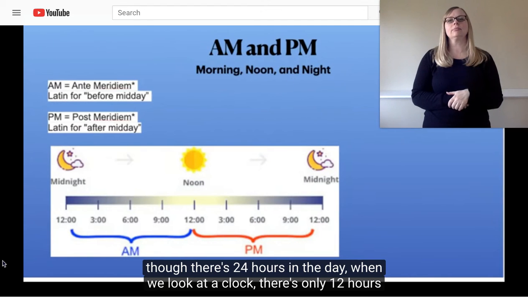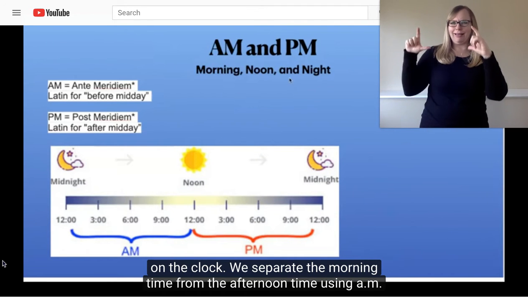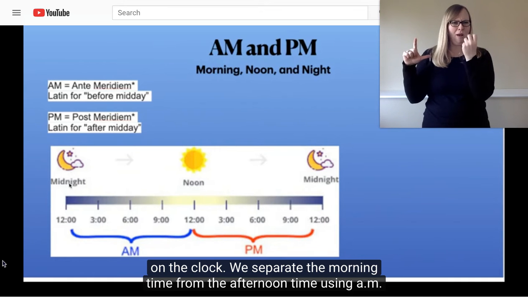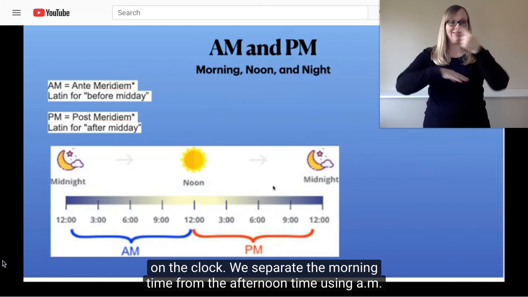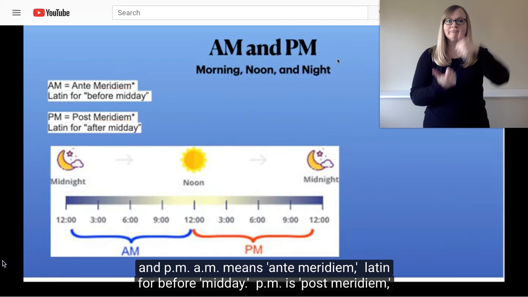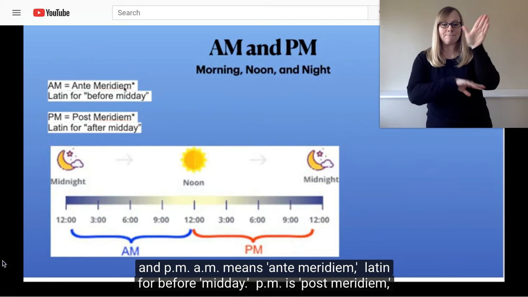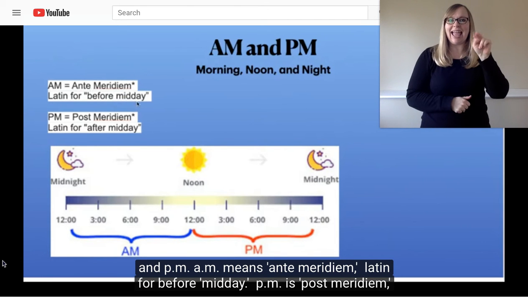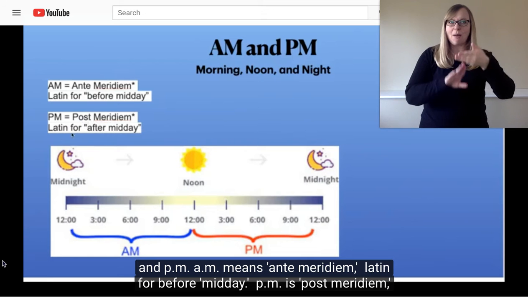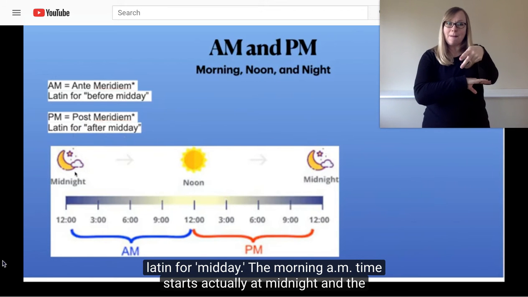Now, even though there are 24 hours in the day, when we look at a clock, there are only 12 hours on the clock. We separate the morning time from the afternoon time using AM and PM. AM means antemeridian, Latin for before midday. PM is postmeridian, Latin for after midday.